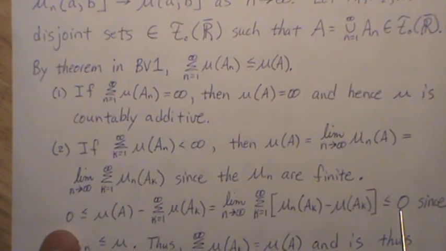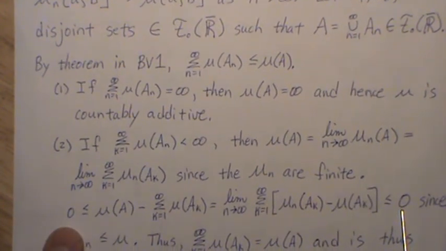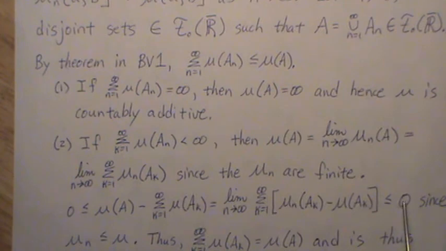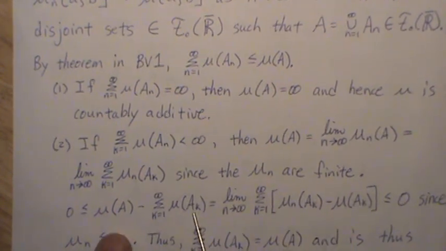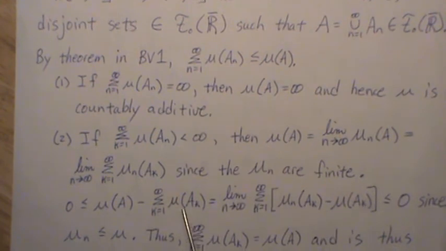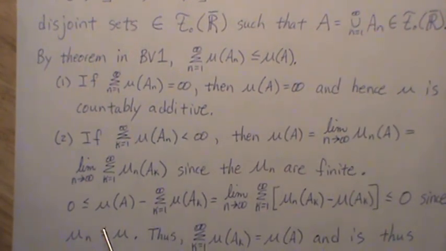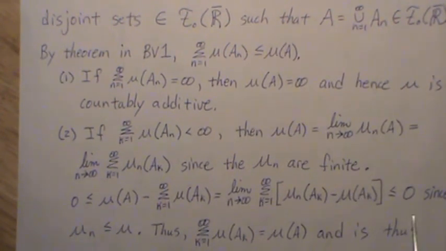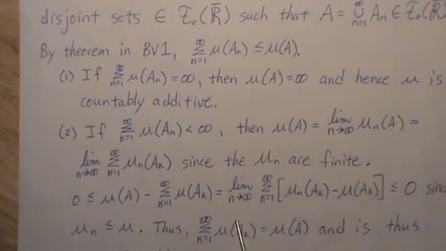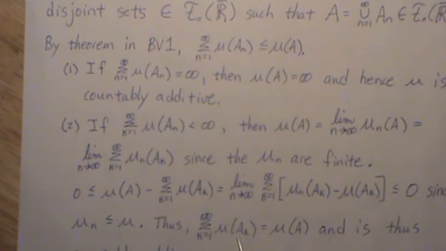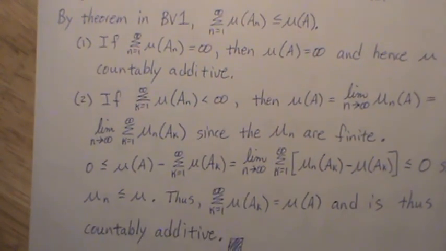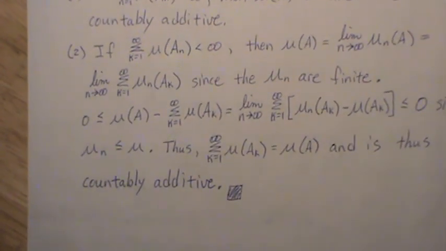But it can't be both less than or equal to 0 and greater than or equal to 0. So it equals 0. So this equals 0, which means this equals 0. So then if we take that to the other side, it says that this infinite sum is mu of A. And that's what we wanted to show, that this is countably additive. And thus we proved the theorem.